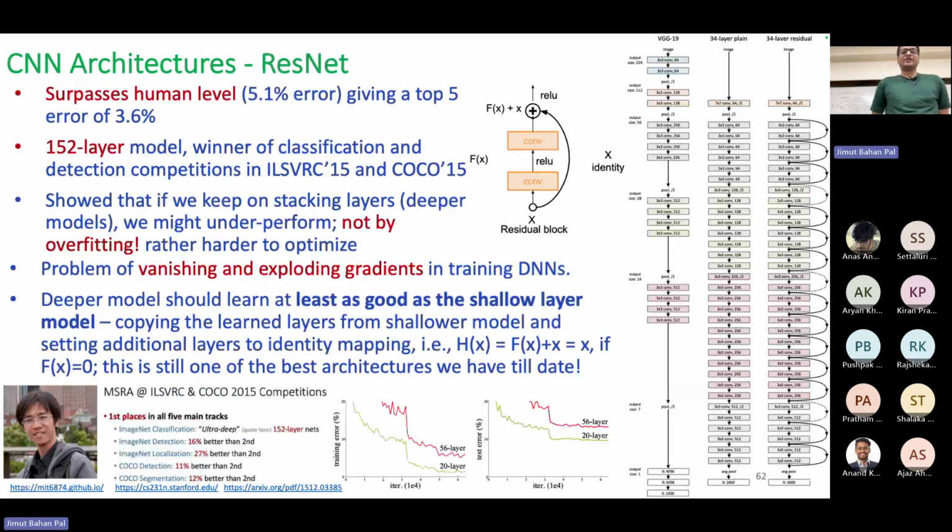But later, in the next challenge, Kaiming He and group found that as we go on stacking more layers, it is harder to optimize. For example, here you can see that a 56-layer convolutional neural network has higher validation error than a 20-layer neural network. It is not overfitting. It is actually a problem of vanishing and exploding gradients. So what they did was take a layer and add it with the next layer. A deeper model should learn at least as well as the shallow one, by copying the learned features from the shallow model and setting the additional layers to identity mapping.